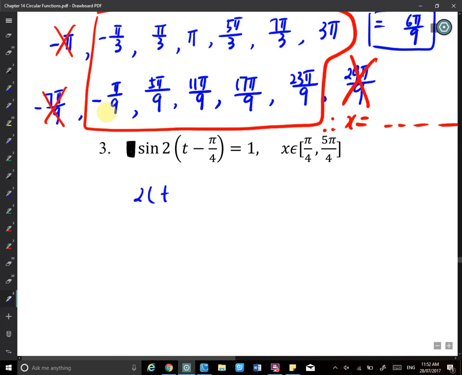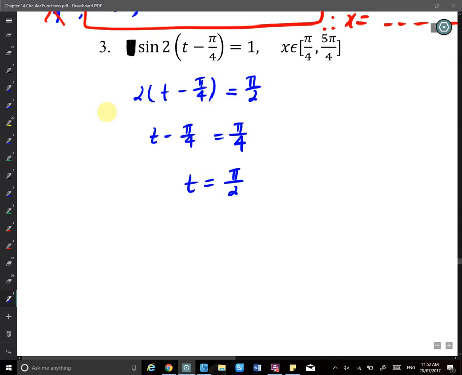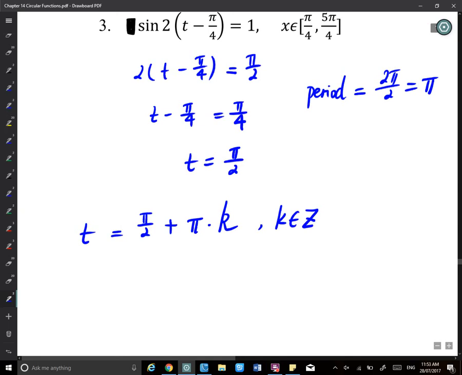So what's my 2t minus pi on 4 equals to? Sine of what is 1? Pi on 2. So I have pi on 2 here. So 2t is 3 pi on 4, t will be pi on 2. Okay, so far t is pi on 2. If t is pi on 2, what's the period? It's 2 pi over 2, which is pi. So t will equal to pi on 2 plus pi times k, where k belongs to Z. That's the general solution.